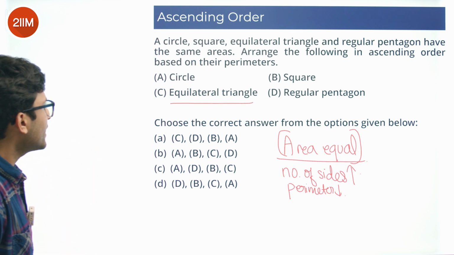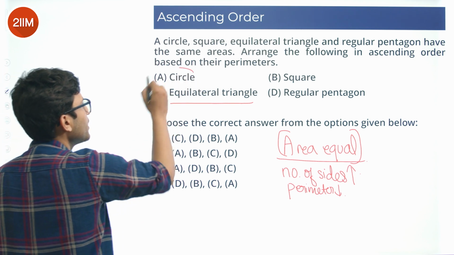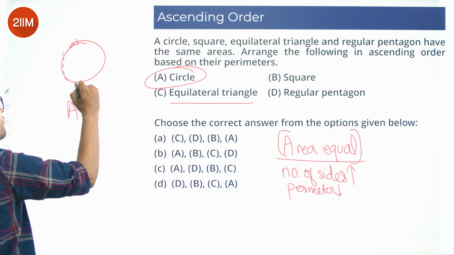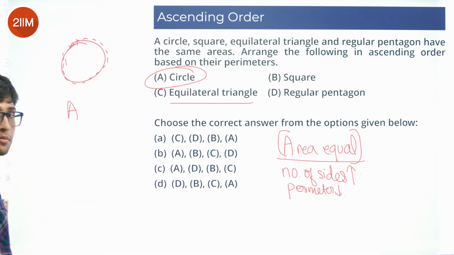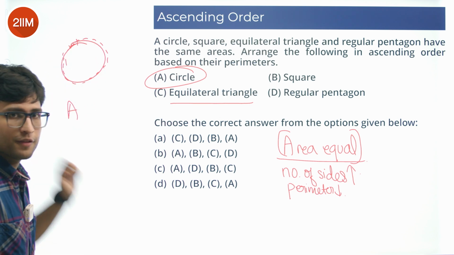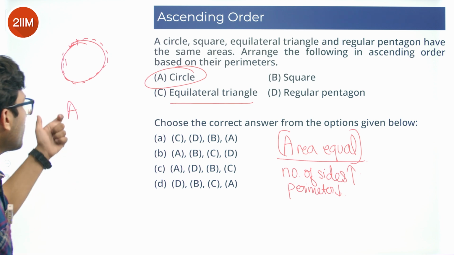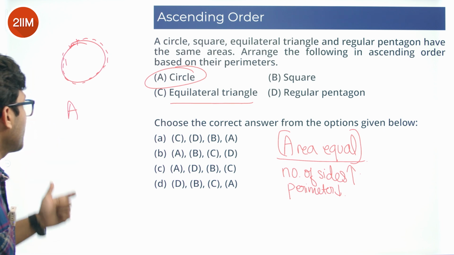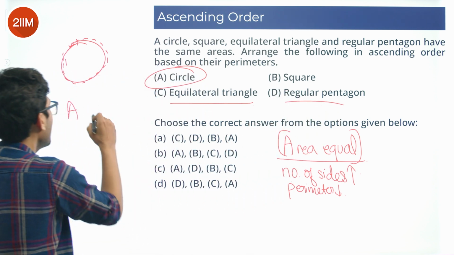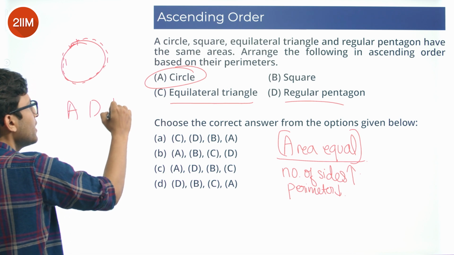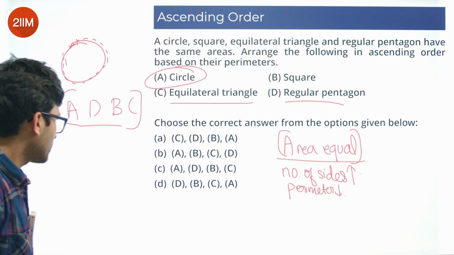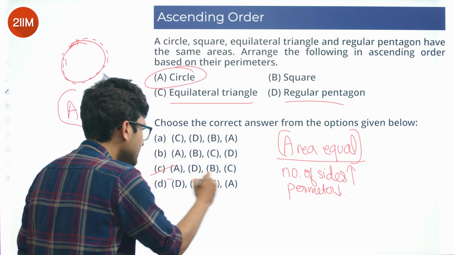So first of all, ascending order. So the smallest would be A. Circle is considered as a figure which has the maximum number of sides. Okay, a circle in this regard is considered as a diagram which has the maximum number of sides. So A would have the least perimeter. Second being after this, the pentagon. So A, then D, then B, and then C. A, D, B, C would be the way I have to go. A, D, B, C. So option number C satisfies.